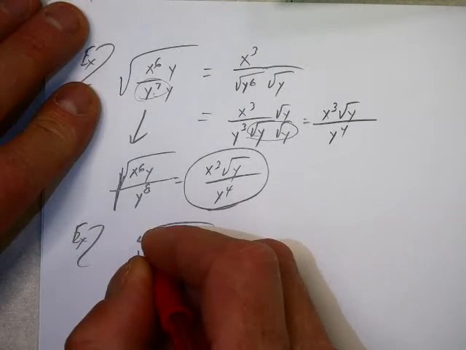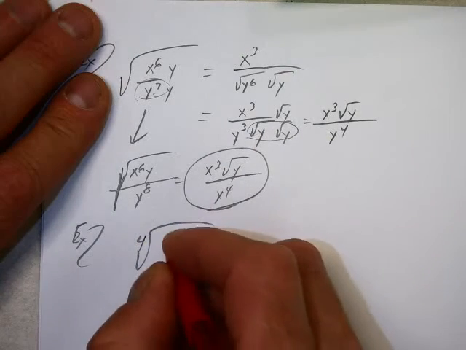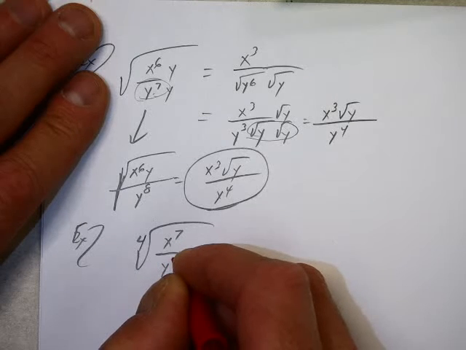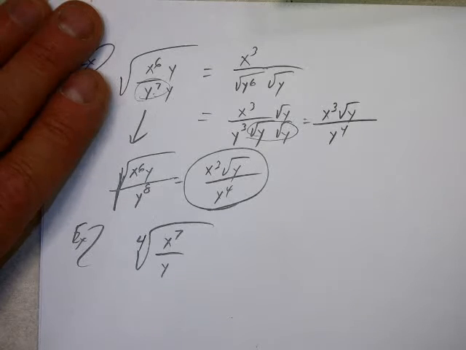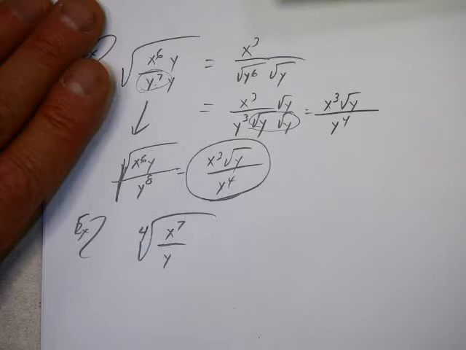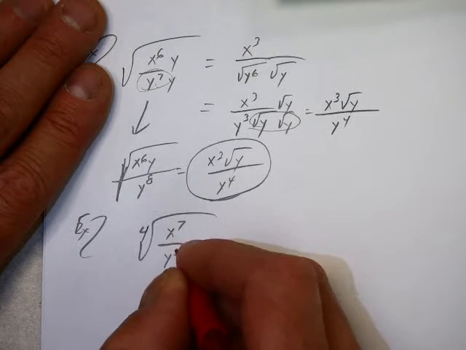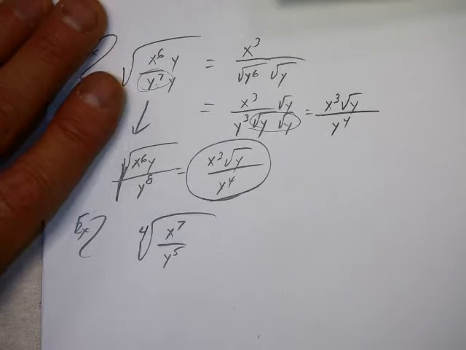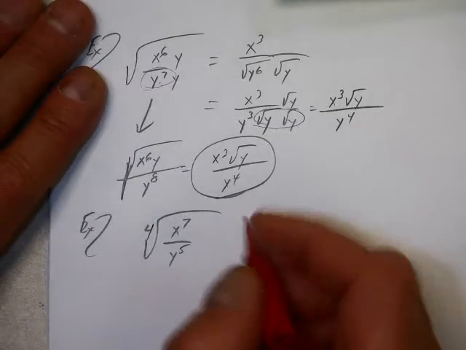Okay. Let's go the 4th root of x to the 7th over y. Let's go y to the 5th. Okay? So, I'm still going to do this both ways, but I'll do it the way you like best.